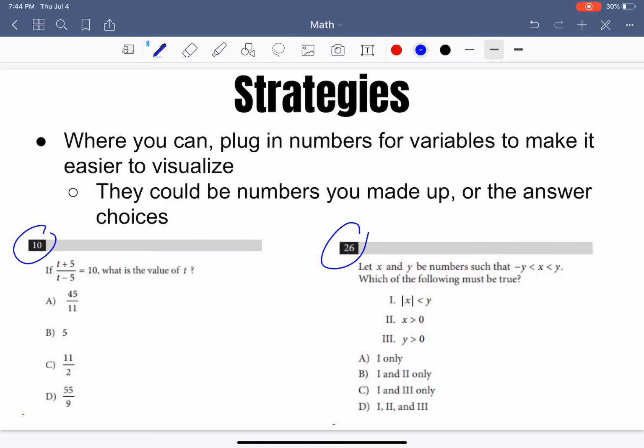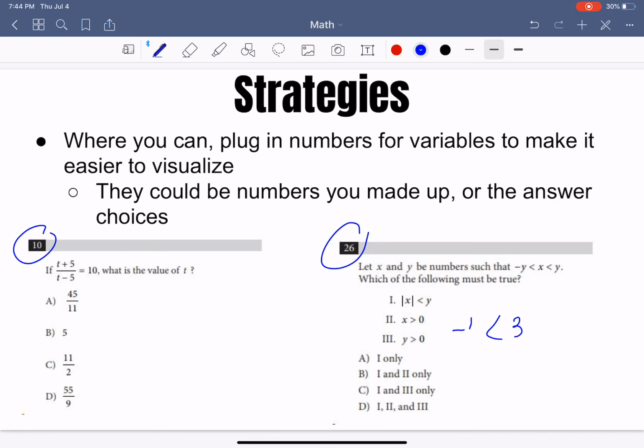Here's another example: let x and y be numbers such that negative y is less than x is less than y. Which of the following must be true? It's really, really hard to visualize that. To me, it's just letters. How do I know which of these makes sense? So why don't we just plug in a number so it's easier for us to visualize. We just have to plug in a number that fulfills that. So I don't know, maybe 3.